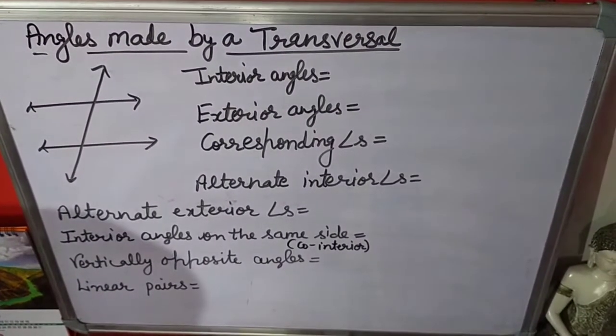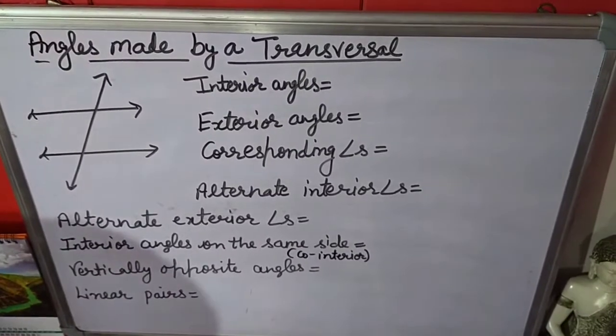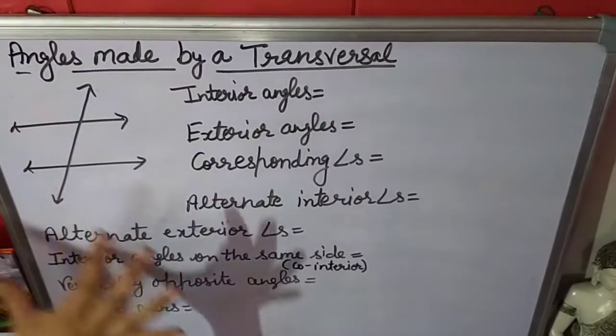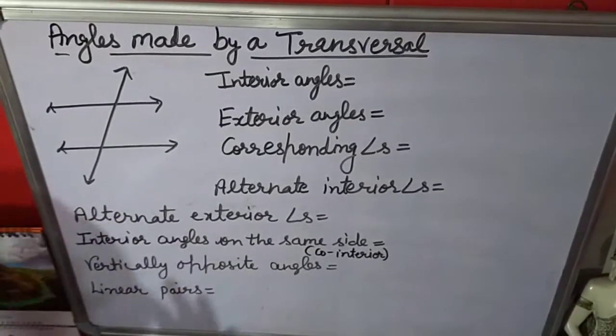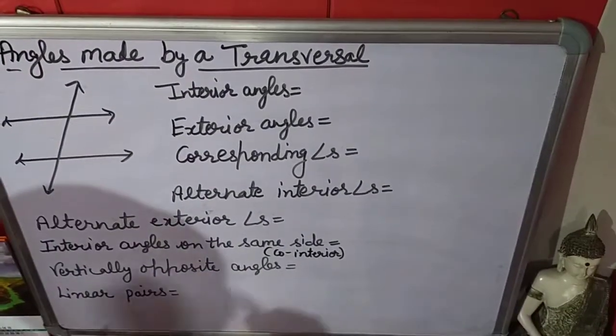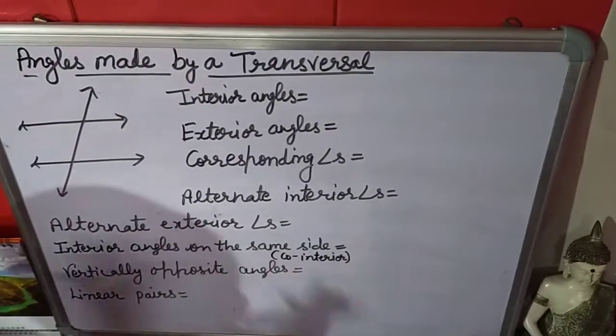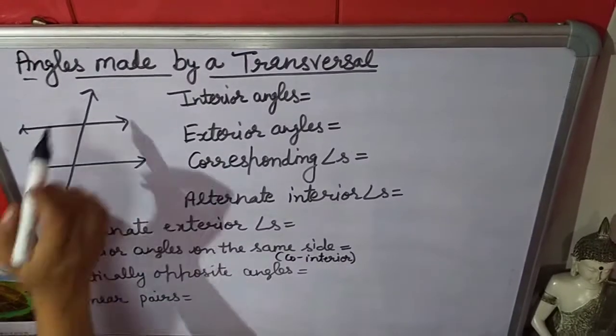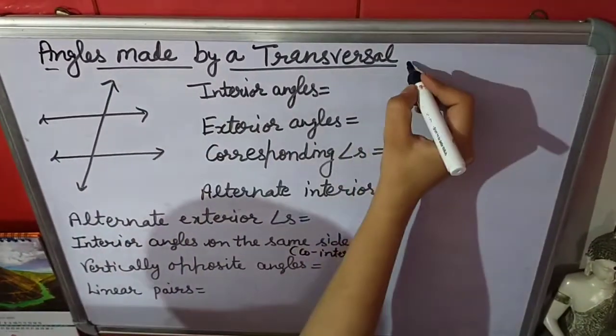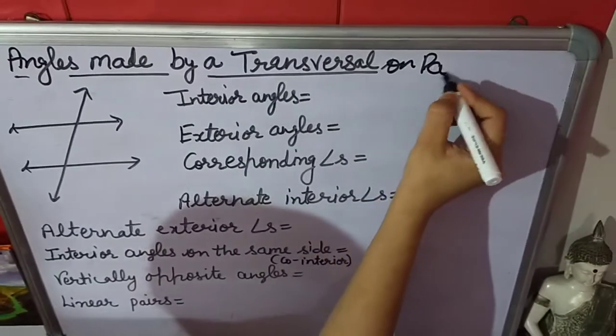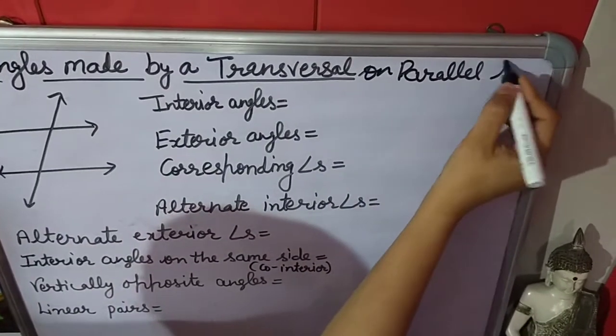Class, now the next topic is angles made by a transversal. All these rules of angles we will use in exercise 5.2. Angles made by a transversal line on parallel lines.